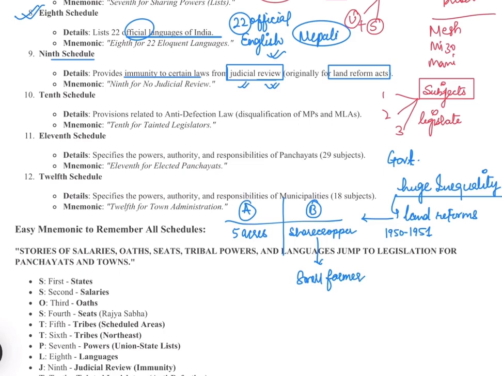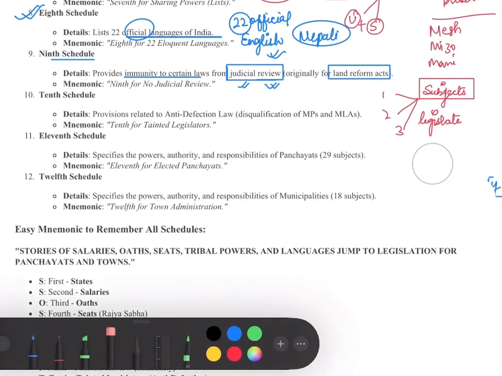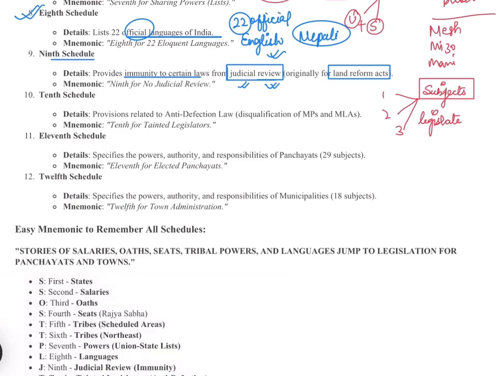He's so small that he is not even able to sustain his family from the produce that is being grown in his farm. So what the government did is take 1 or 2 acres from this person and give that land to this sharecropper, just to make some concessions and bring some equality, some reforms in the land reform sector.